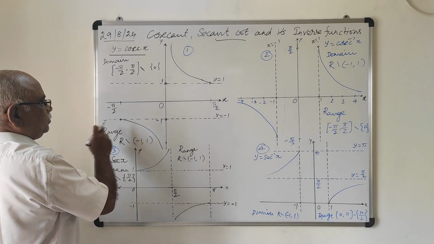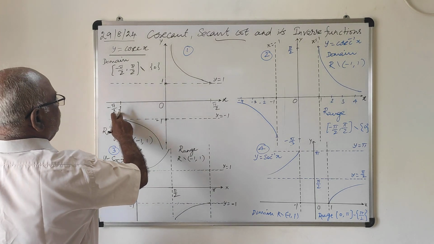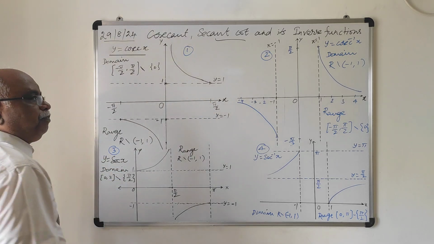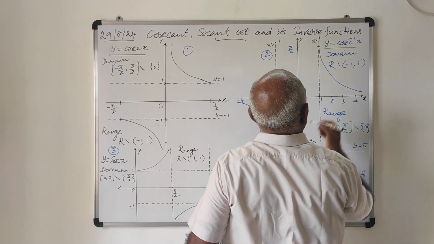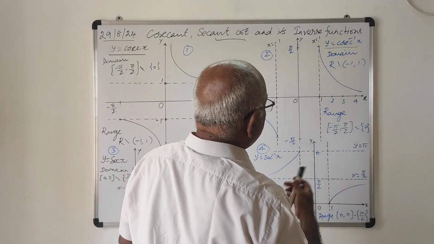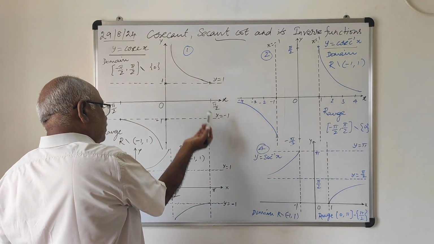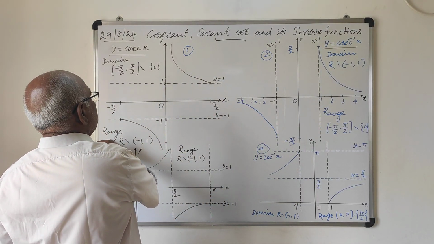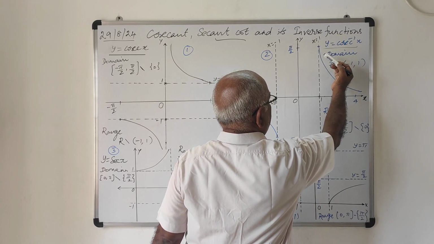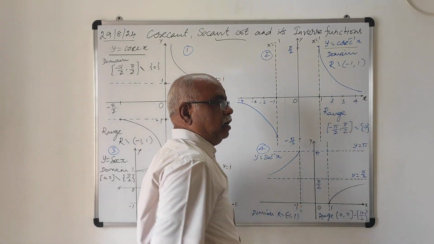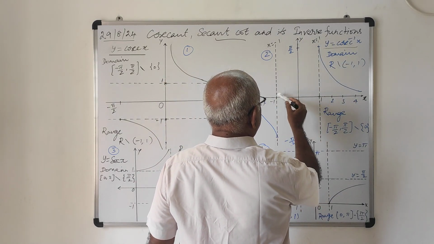Okay? And lying between minus pi by 2 and plus pi by 2 except 0. Similarly, its inverse, the cosecant inverse function. The domain of the cosecant inverse function is the reverse of the range of cosecant. The range of cosecant becomes the domain of cosecant inverse, that is, the real line except the interval minus 1 to 1.